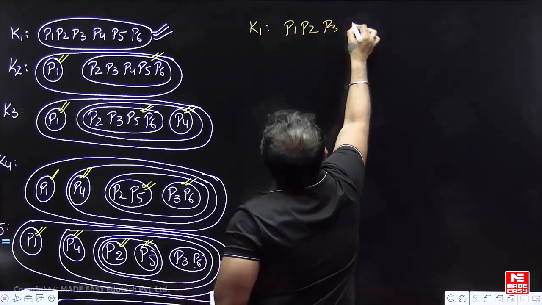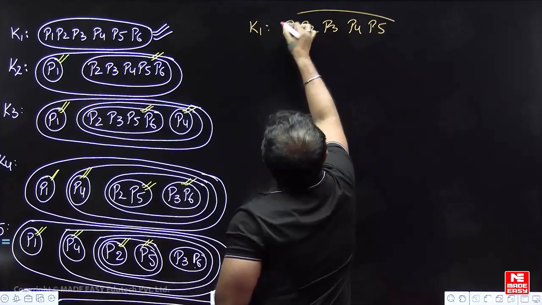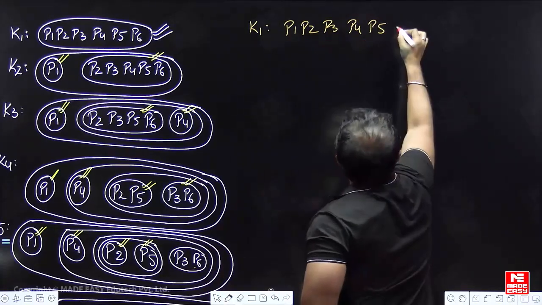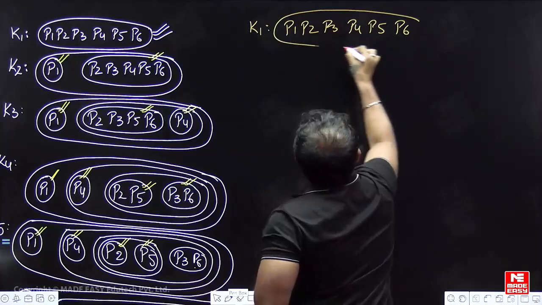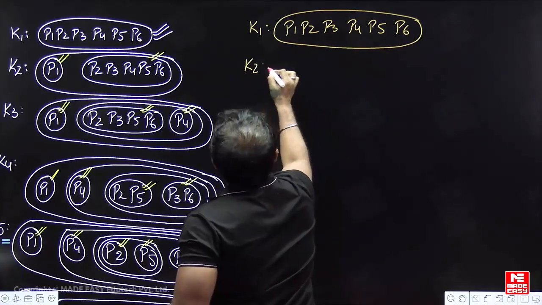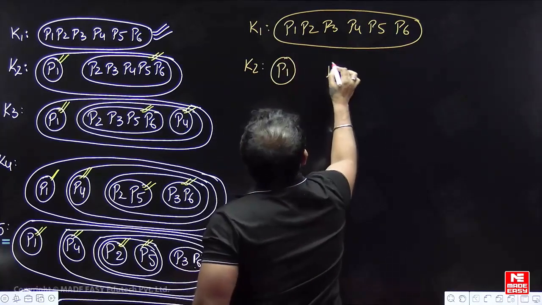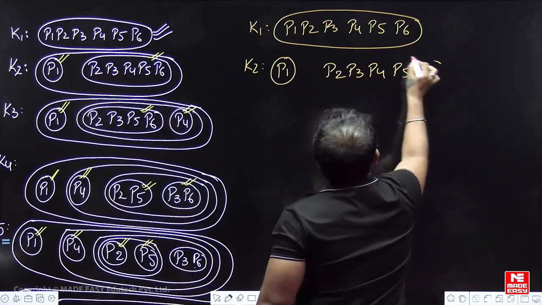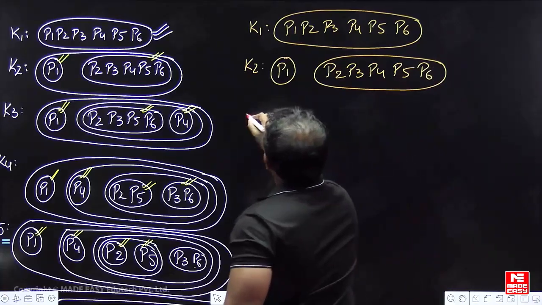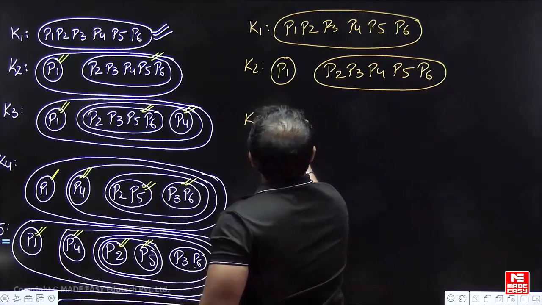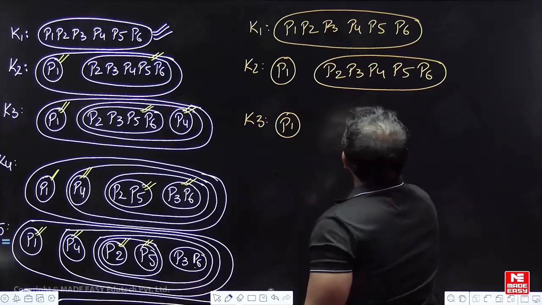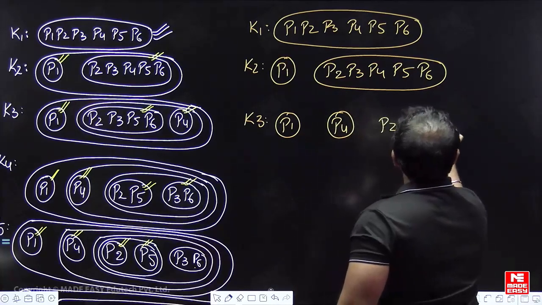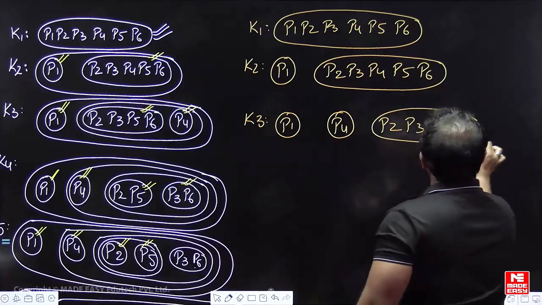P1, P2, P3, P4, P5. This is one cluster. P5, P6, no? P6 also present. P6. This total is one cluster. Now K2. P1 is independent. So P2, P3, P4, P5, P6. This is dependent. Now K3. P1 is independent. Leave it. Now this will be dividing into P4, P2, P3, P5, P6, like this we are taking.